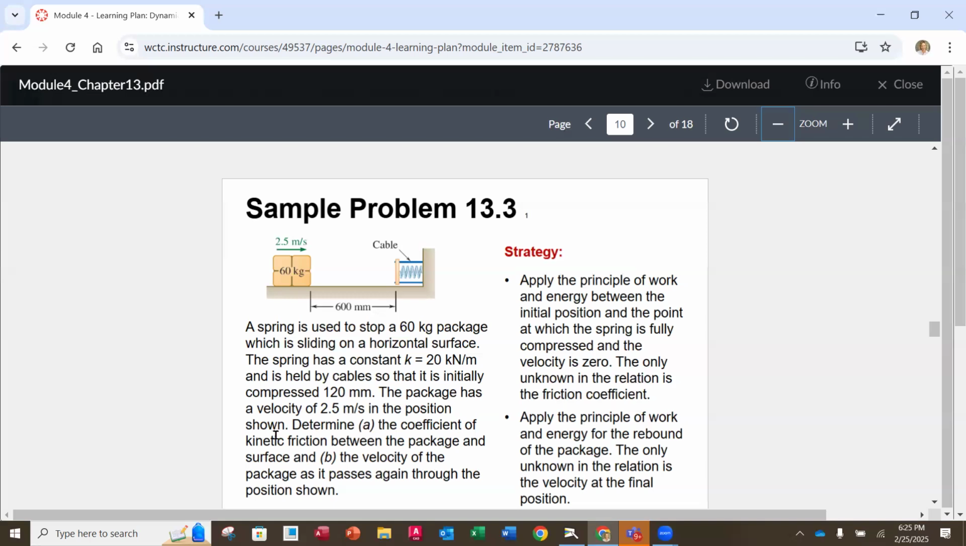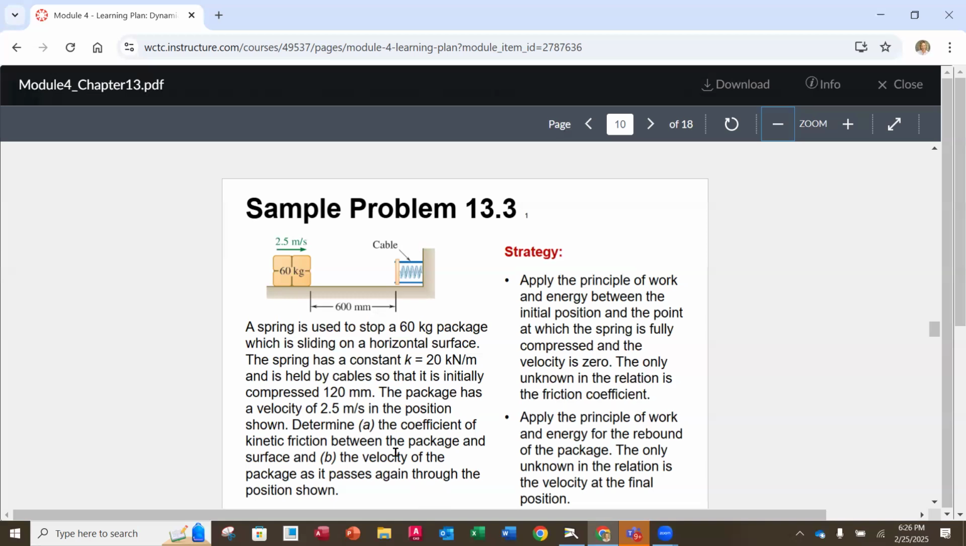The package has a velocity of 2.5 meters per second in the position shown. Determine the coefficient of kinetic friction between the package and the surface, and the velocity of the package as it passes again through the position shown.